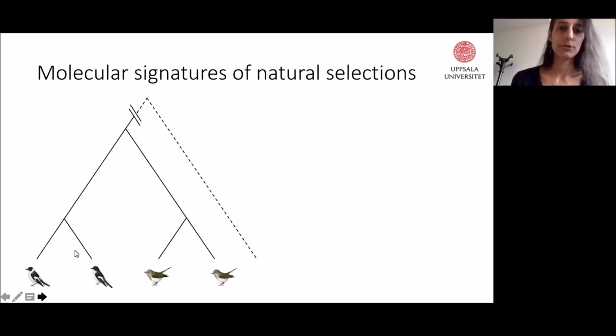But let's start with discussing the different molecular signatures of natural selection that are commonly used, and I'll introduce this with our study system, which is the Ficedula flycatcher. I'll discuss them in more detail later in my talk. Now I'll just use them to introduce the measures. The measures that I'm introducing are, of course, also applicable to other study systems. But our study system consists of 4 species.